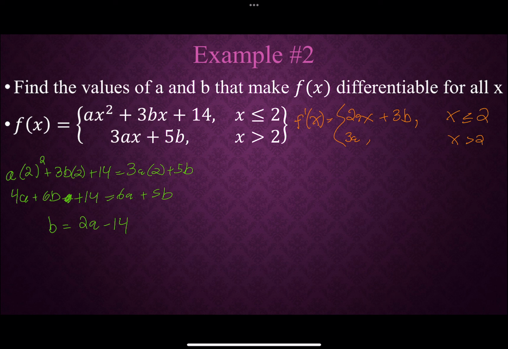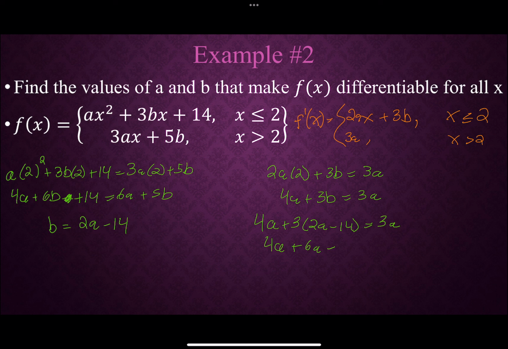Once we have our derivative function for the piecewise function, we do the same thing. The top, 2a times 2 plus 3b, equal to 3a. We substitute 2 in for x, and we set the top and bottom equal to each other. We get 4a plus 3b is equal to 3a. So if we substitute in for b right now, we'd have 3 times 2a minus 14 equal to 3a. And now we're just solving the system.